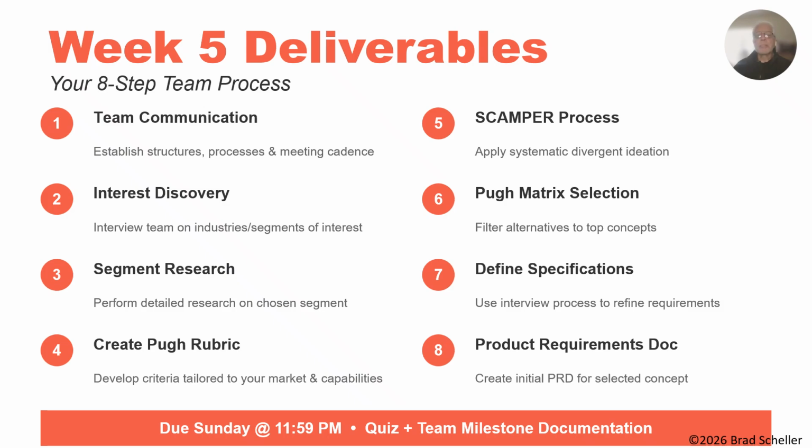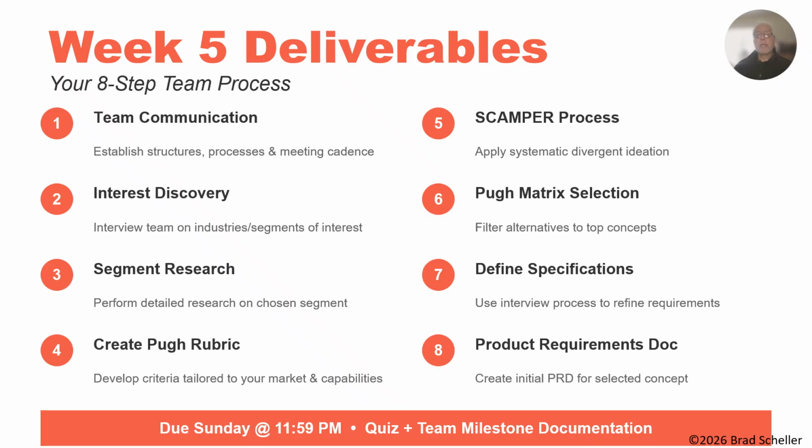Terrible. Step number 5, use the SCAMPER process. Now apply systematic divergent thinking. Use SCAMPER on each subproblem. Generate at least 20 concepts. Rough is fine. Quantity matters. Step number 6, use the Pugh matrix selection. Apply your custom rubric to filter alternatives, kill the weak concepts, identify the top contenders.